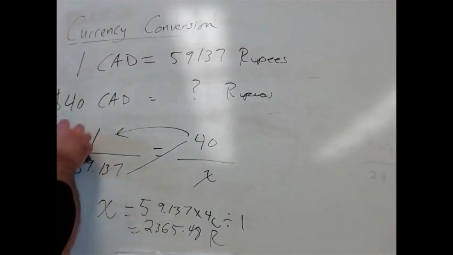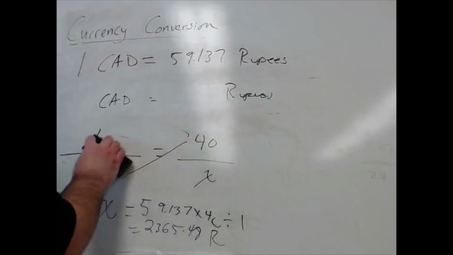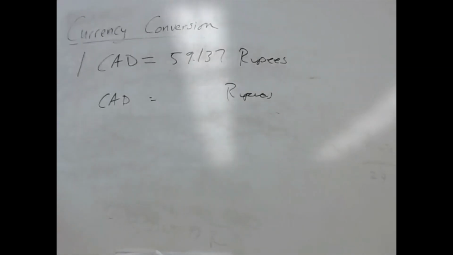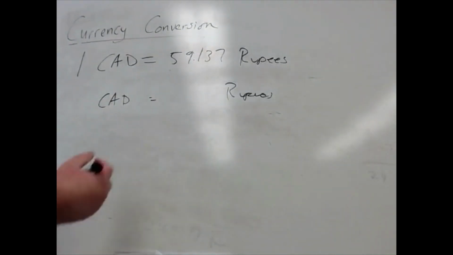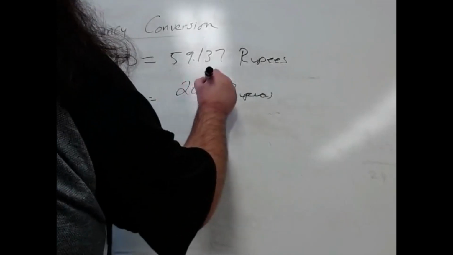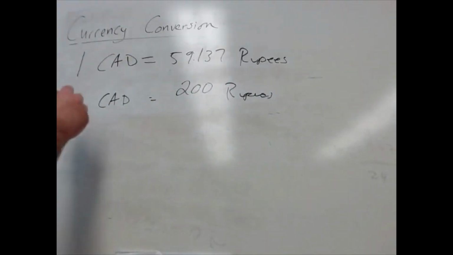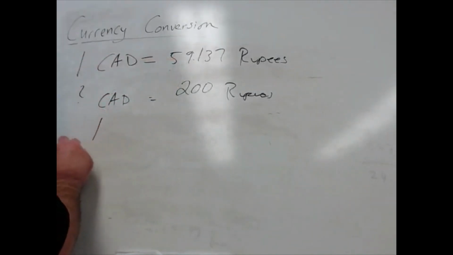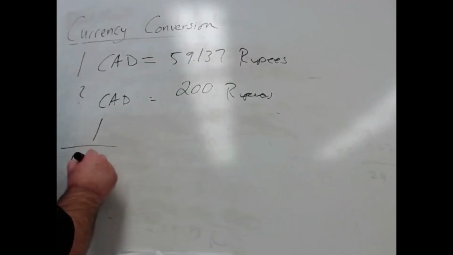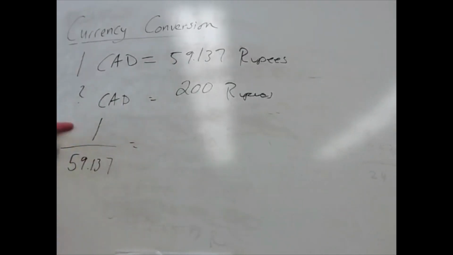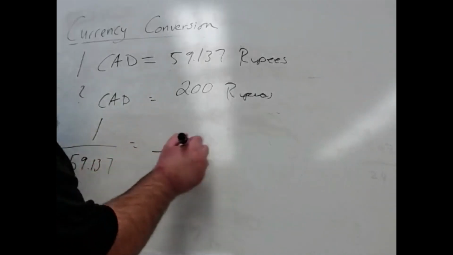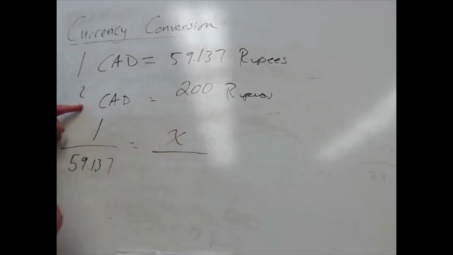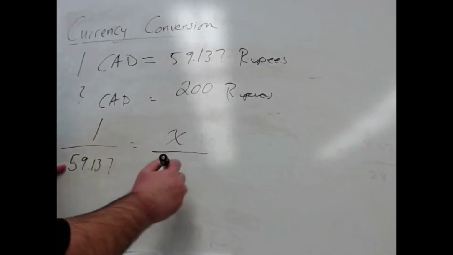And just like the last one, let's go the reverse direction. Let's say I was taking the rupees that I had left over from my trip and converting them back into Canadian dollars. Let's say I had 200 rupees left, and I'm converting it back to Canadian. So make a fraction out of the conversion factor again. I would still write it as 1 over 59.137. Got my Canadian dollars on top. In the other fraction over here, my Canadian still needs to go on top. So my X is up here, and my rupees go down on the bottom.